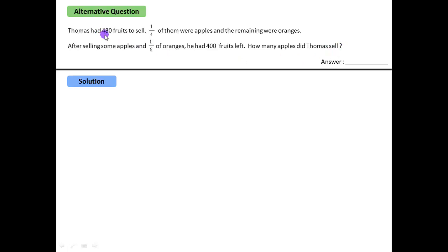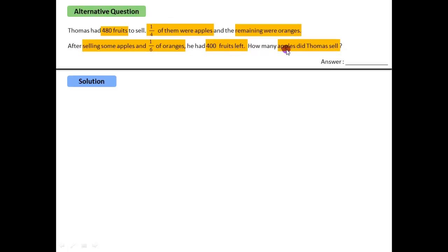The first key point here is that Thomas had 480 fruits altogether. Out of this, 1/4 of them were apples and the remaining were oranges. Now, Thomas sold some apples, so we don't know the exact number of apples that he sold. And he sold 1/6 of the oranges. After doing this, he had 400 fruits left. With these key points, we are supposed to find the total number of apples that Thomas sold.